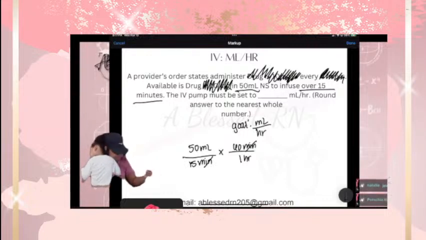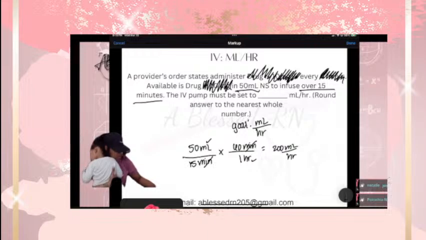So now we've got milliliter per hour. So 50 times 60 divided by 15, and that's going to be 200 milliliters per hour. Does that make sense?